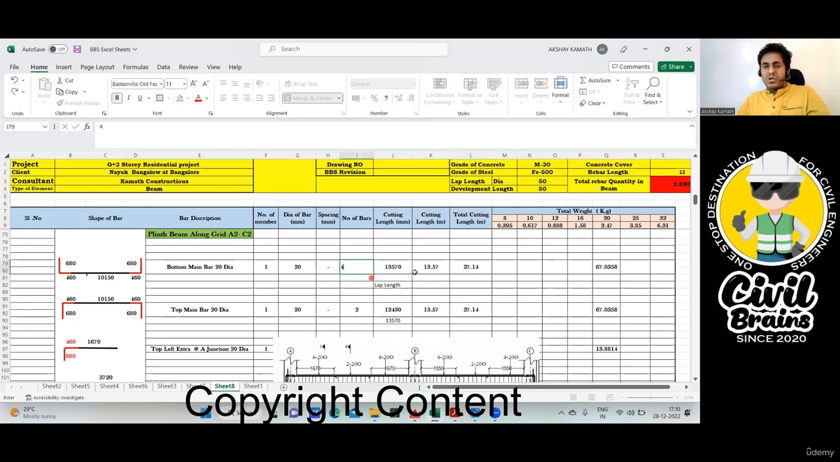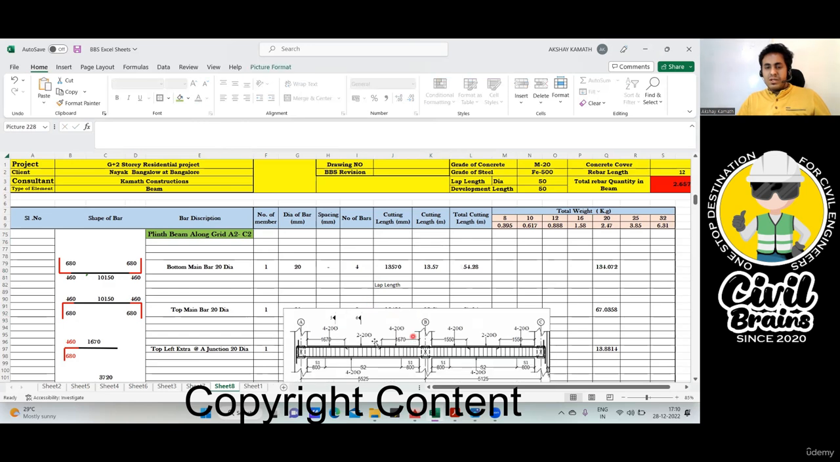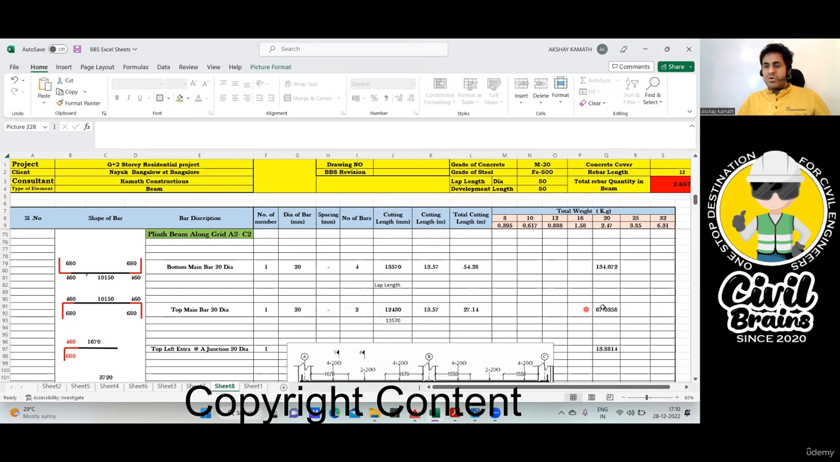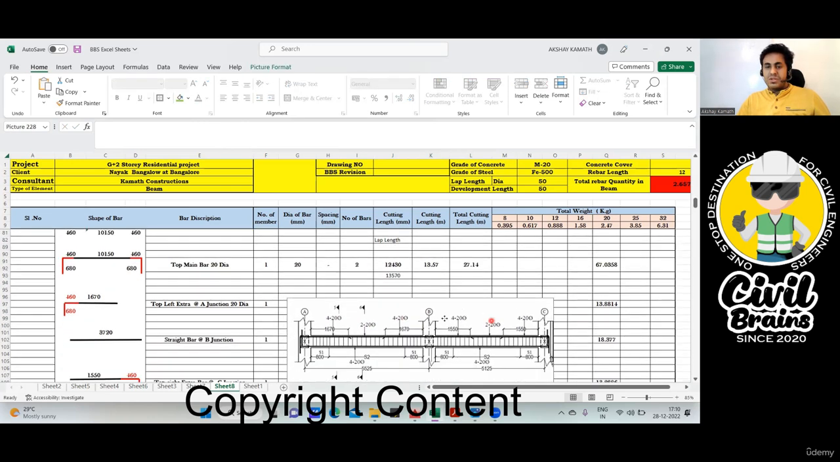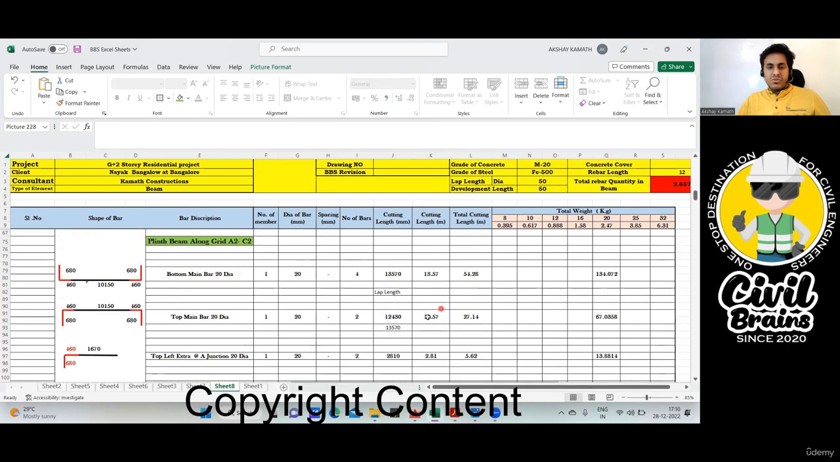But anyhow, in the bottom we had 4, and in the top we have 2 bar. So I added 2 bar and I got the answer accordingly. You should get the same answer. Okay, now these two are done.